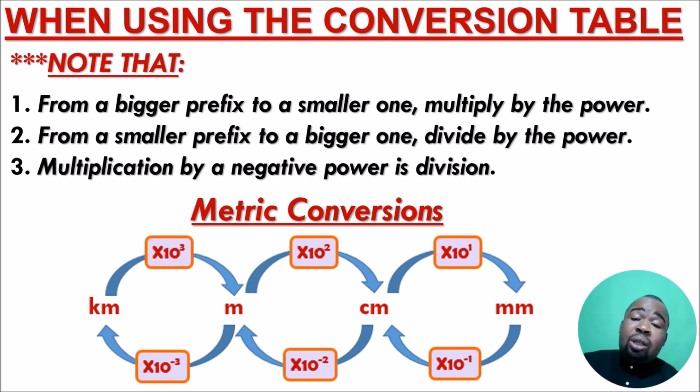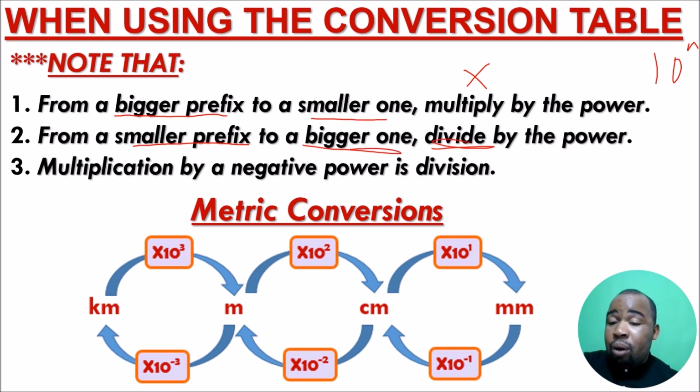When you are solving problems converting units from a multiple to a unit, there are three things that should guide you. This is a metric system. Number one, when you are moving from a bigger prefix to a smaller prefix, you multiply by the power. Don't forget that the power is 10 to the power n, where n is the number of the prefix in the conversion table. When you are converting from a smaller prefix to a bigger prefix, you divide by the power.